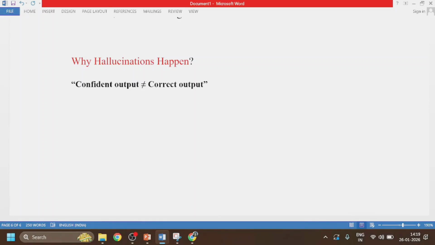Why does hallucination happen? Confident output is not equal to correct output, because attention is just math. The model can produce confident but wrong answers. It cannot verify facts. It predicts what looks statistically likely, not what is true.